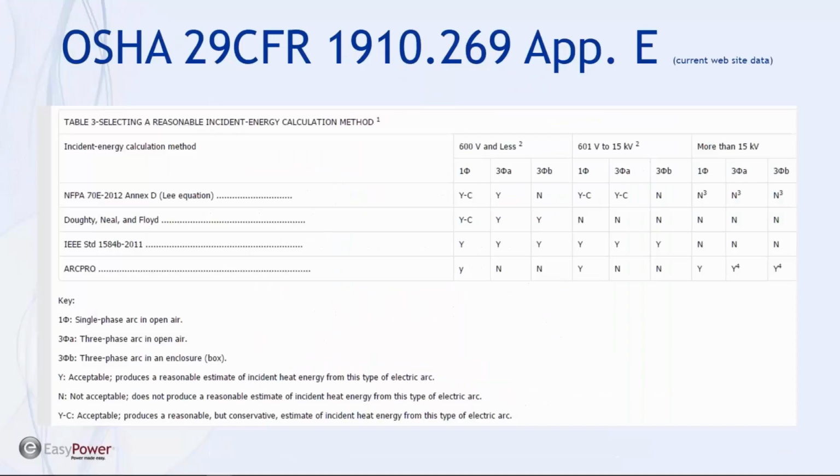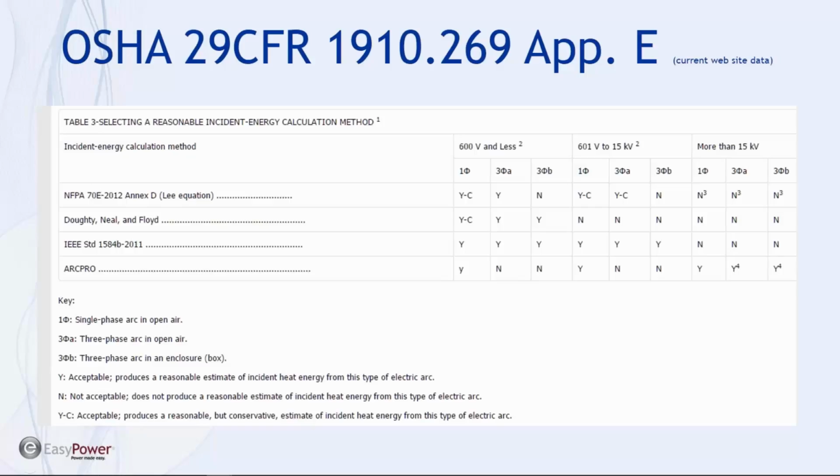and slide on down. If you look at OSHA 29 CFR 1910.269 Appendix E, you'll find this discussion where they give us several tables, and they're talking about selecting a reasonable incident energy calculation method. Specifically, they're comparing single phase, three phase, and three phase in a box for different voltage ranges. On the left, we have a choice of different calculation methods, and on the right is a recommendation of where to apply these methods.